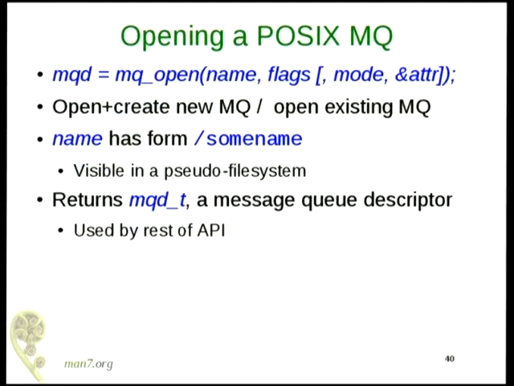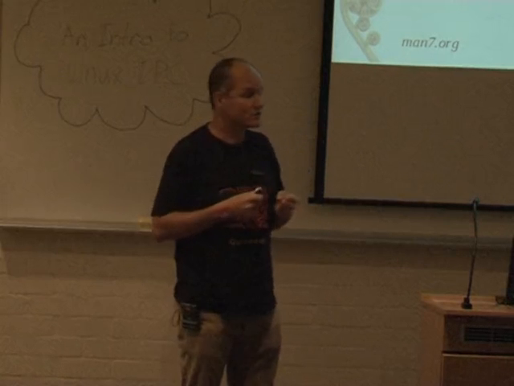So the way you create a queue, mq_open, you give it the name of the queue you want to open, flags that control how the open happens, the permissions mode if you're creating a new queue, and some attributes for the queue if you want to set some attributes. The name looks like this. It's slash and then some name. It looks like a path name with only one component. That's just the POSIX standard way of doing things. It's visible in a pseudo file system. I'll show you briefly later on how to actually see the message queues in that file system. And you get back a message queue descriptor, which is the thing that you use for referring to that message queue in the rest of the API.